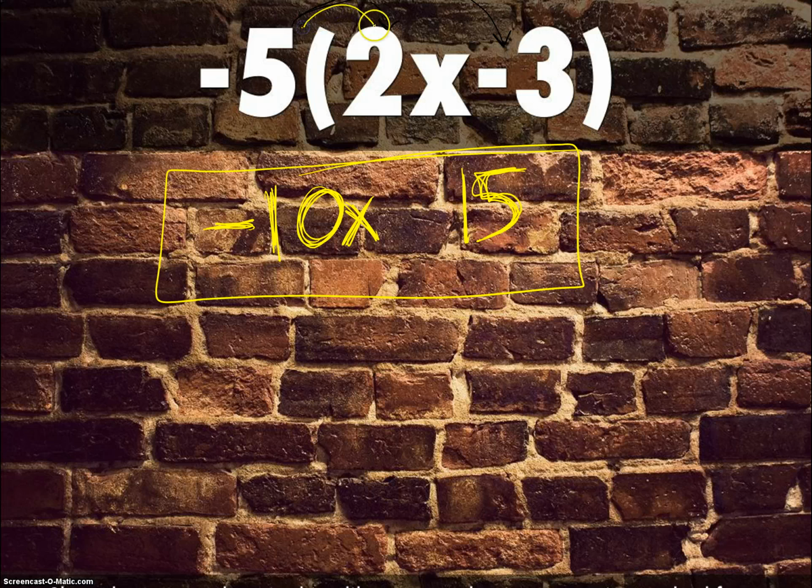A negative 5 times a positive 2 is negative 10x. And a negative 5 times a negative 3 is a positive 15. I wrote down the 15, but this is one of the most common mistakes. I forgot my plus or minus sign. So the key thing here is when you say your number, positive 15, you write the positive sign. If you say negative, you put a minus sign. So the final answer is negative 10x plus 15. It's written in standard form because my variables come before my constants.